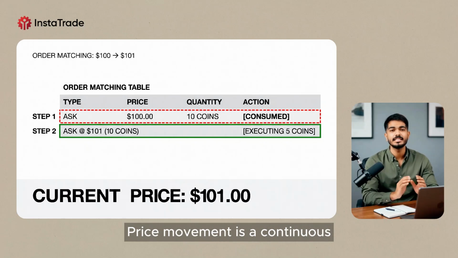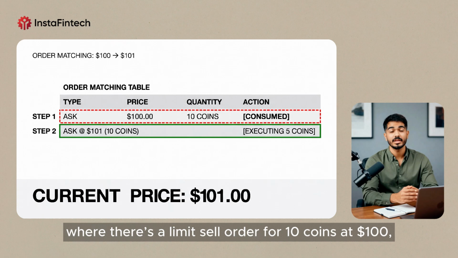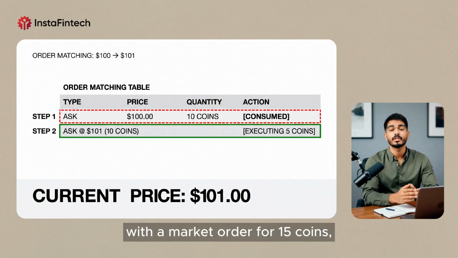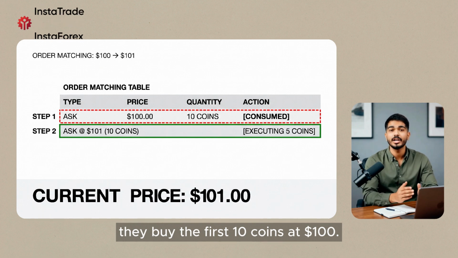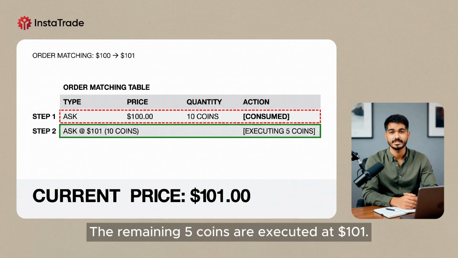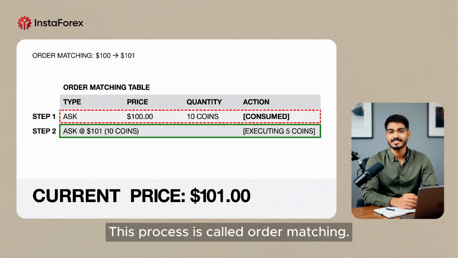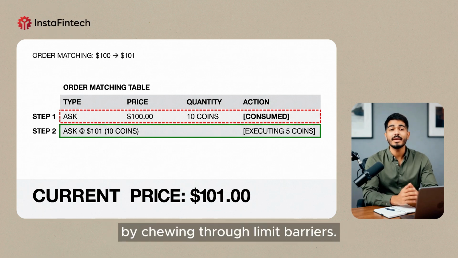Price movement is a continuous process of consuming liquidity. Imagine an order book where there's a limit sell order for 10 coins at $100 and another 10 coins at $101. If a buyer comes to the market with a market order for 15 coins, they buy the first 10 coins at $100. The remaining 5 coins are executed at $101. The asset's price jumps to $101. This process is called order matching. The chart moves forward by chewing through limit barriers.